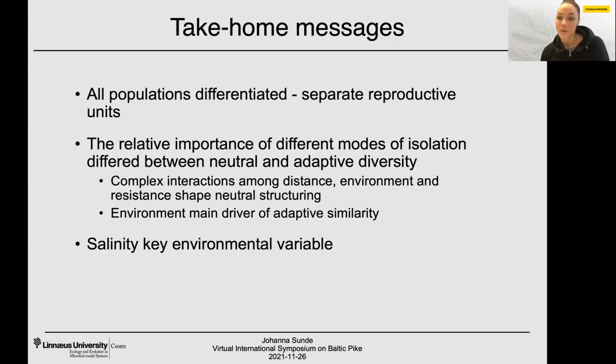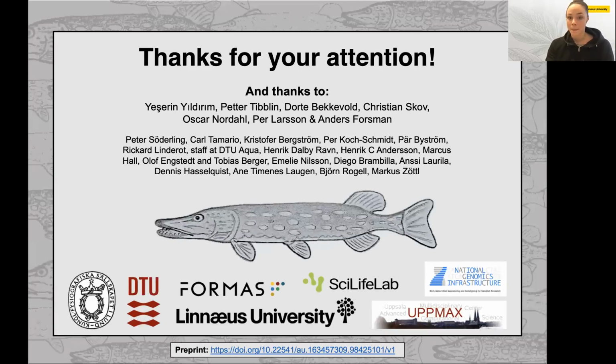So just to summarize this really shortly, we found that all populations are differentiated, which is really important. They should be considered separate reproductive units. And then that the relative importance of different modes of isolation differed between neutral and adaptive diversity. For neutral structuring, all of these different modes of isolation seem to jointly influence the structuring, whilst for adaptive similarity, environment seemed to be the main driver. And again, salinity is really a key environmental variable of high importance for pike.